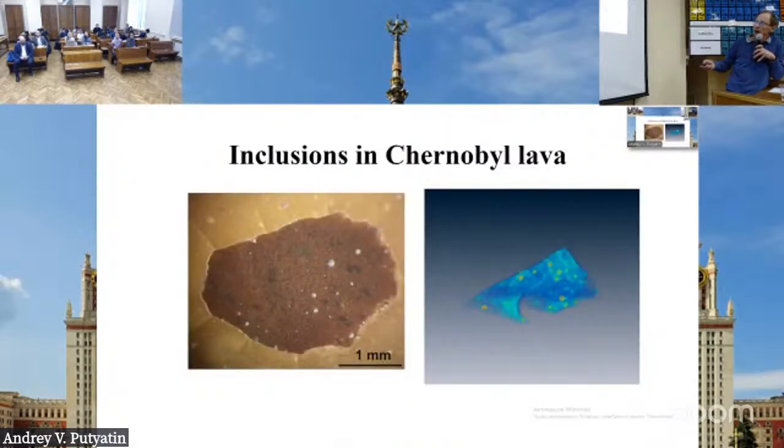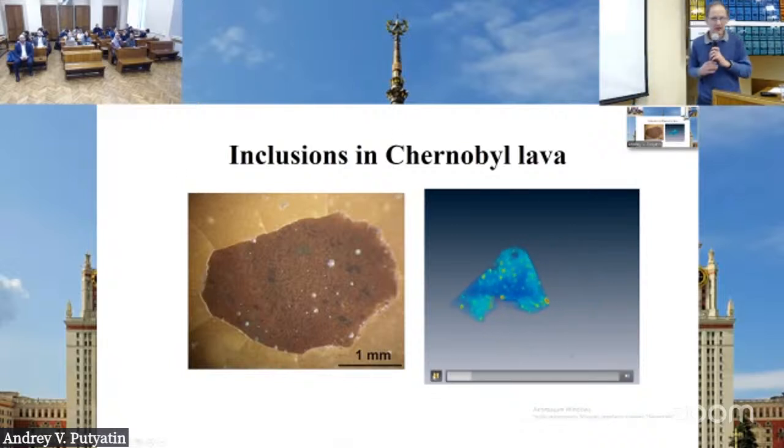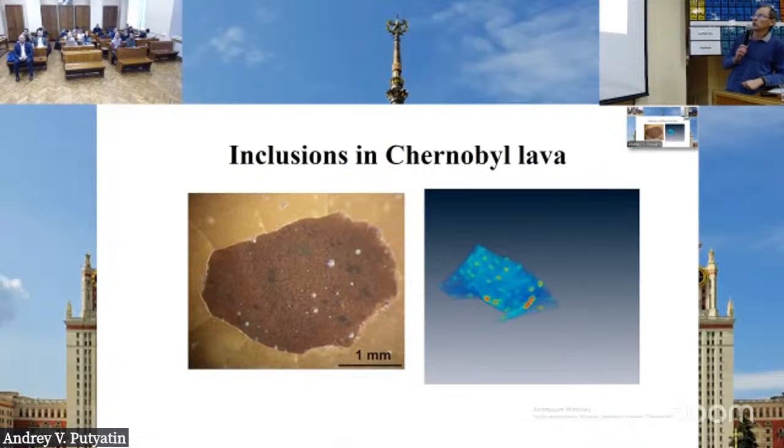And I don't know if it will work. Probably it will work. This is real X-ray tomography of a Chernobyl lava piece. You see many inclusions. It's one piece, it's the second piece, optical photograph. You see very considerable number of different inclusions in them.